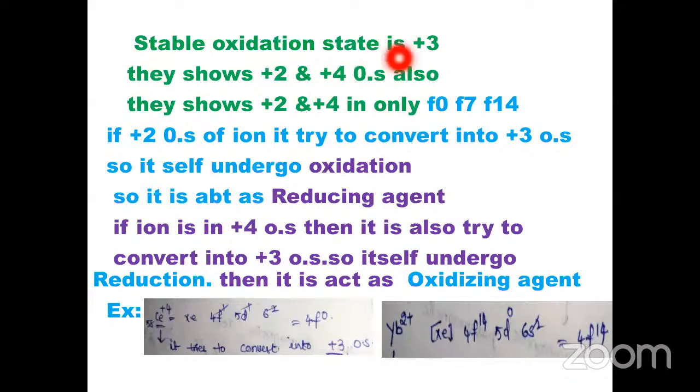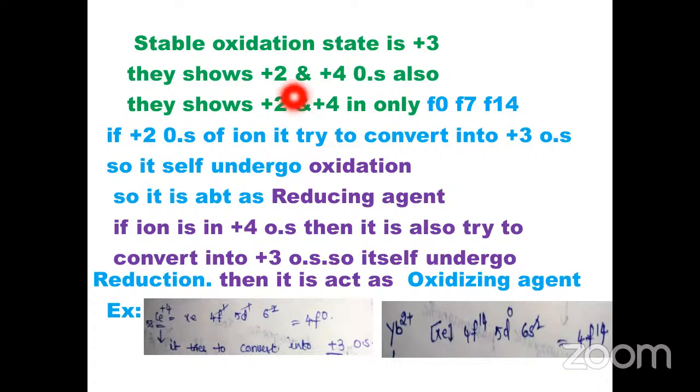The stable oxidation state of these lanthanides is +3, and they show +2 and +4 oxidation states also, only in f0, f7 and f14 configurations. If an ion has the +2 oxidation state, it tries to convert into the stable +3 oxidation state, so it undergoes oxidation and acts as a reducing agent. If an ion is in the +4 oxidation state, it also tries to convert into +3, so it undergoes reduction and acts as an oxidizing agent.